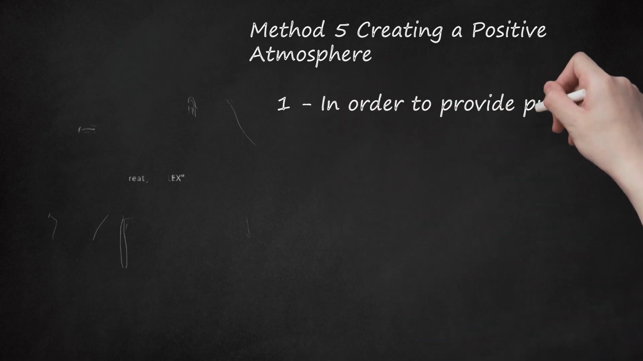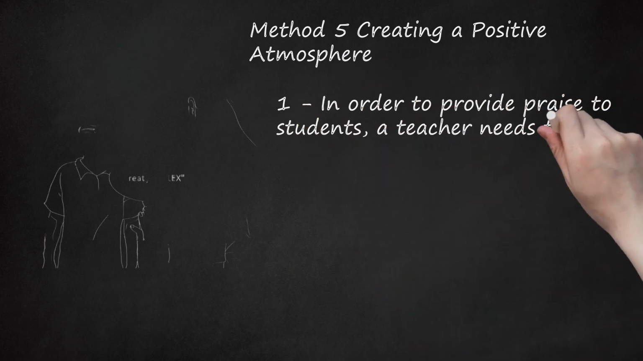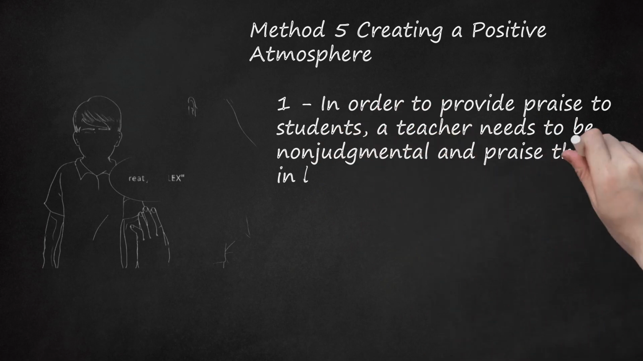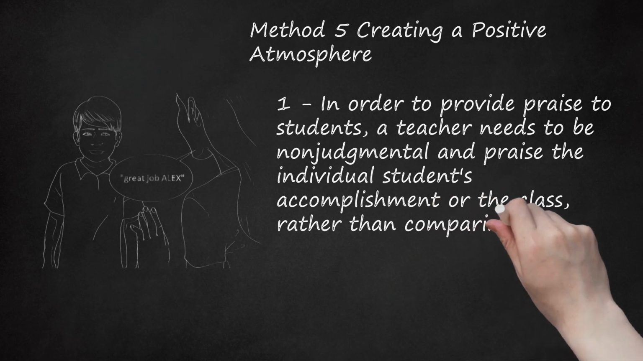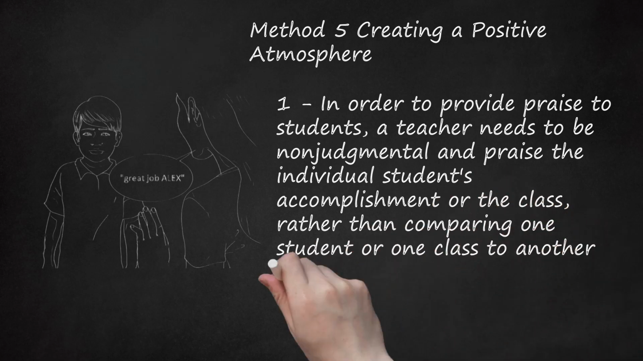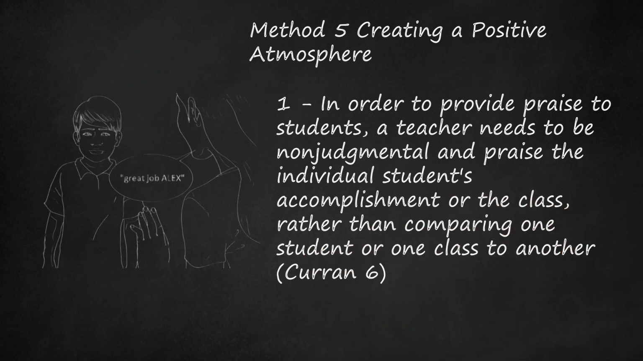Method 5: Creating a positive atmosphere. 1. In order to provide praise to students, a teacher needs to be nonjudgmental and praise the individual student's accomplishment or the class, rather than comparing one student or one class to another. Curran 6. This is important because it promotes individual growth and allows the student to feel special rather than putting down another student or promoting unhealthy competition in the classroom.